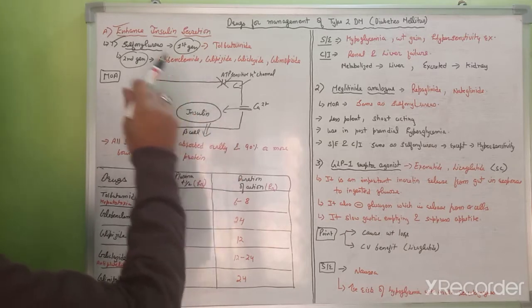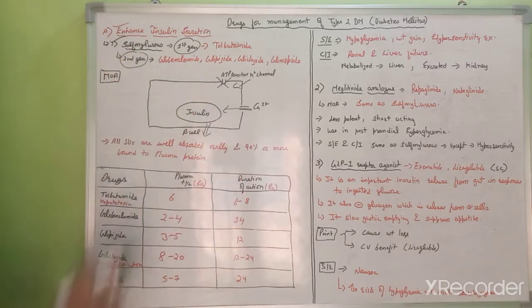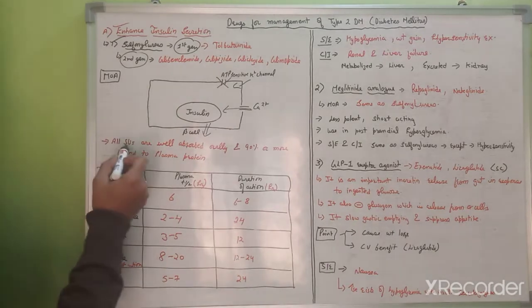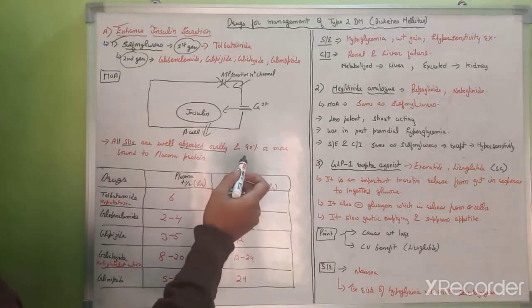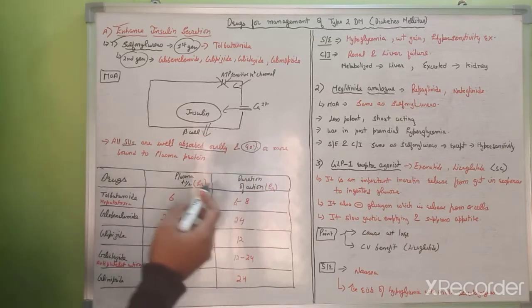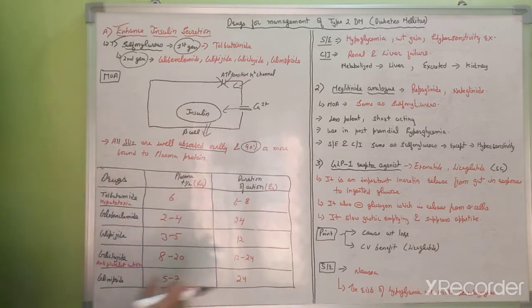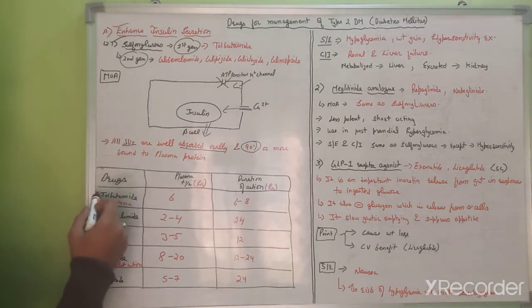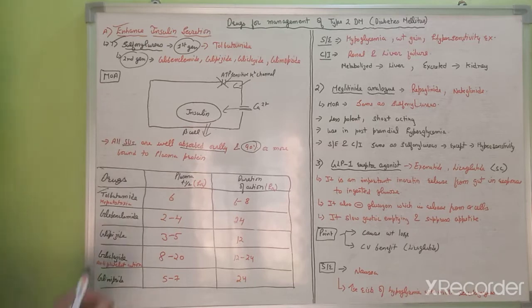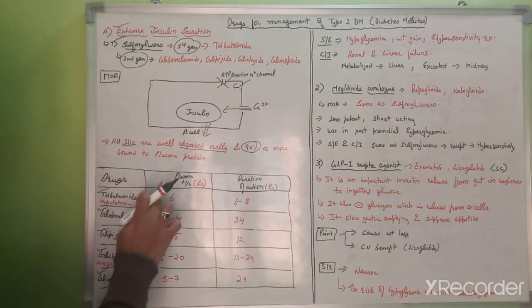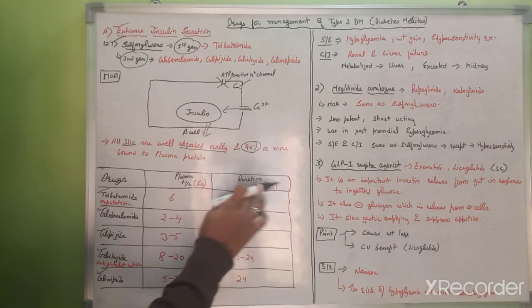So this is the mechanism of action of these drugs. All the sulfonylureas are well absorbed orally, and their plasma protein binding is greater than or equal to 90%. In this category, drugs like tolbutamide, which is a first generation anti-diabetic, and glibenclamide, glipizide, gliclazide, and glimepiride, which are all second generation drugs. All these drugs, this is their plasma half life and the duration of action.